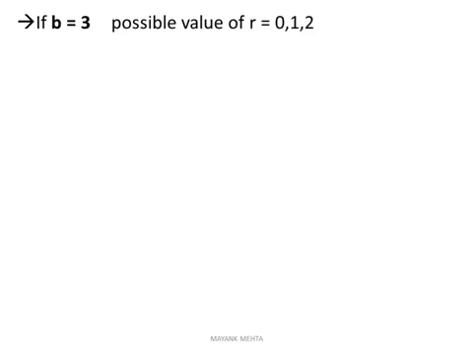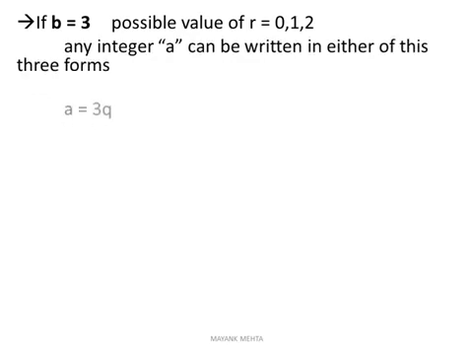Now, suppose we are taking b is equal to 3. So we have seen that the possible value of r is either 0, 1 or 2. So any integer can be written in this form. Either it can be 3q where r is equal to 0, or 3q plus 1, or 3q plus 2. Any integer, you can take any positive integer as you want, it will be one of these three forms.